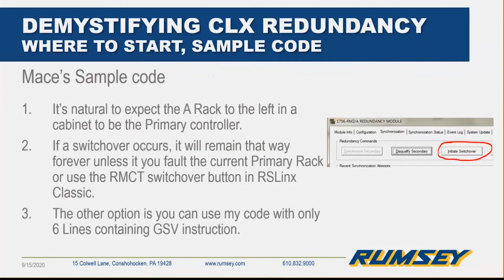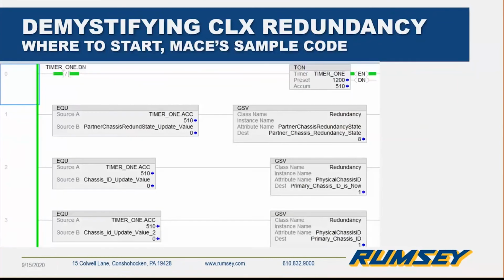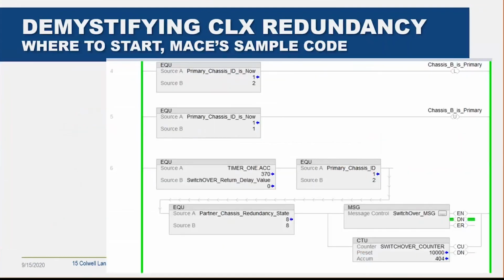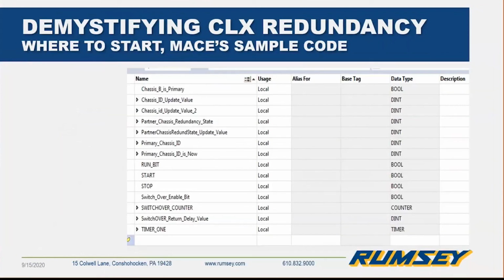The other option is you can use my code. You're certainly welcome to this. Let's have a conversation before I give it to you. In short, it uses the GSV to look at the status and see what rack is the primary or A chassis, in this case, which is number 1 and which is number 2. So I have a quick little code to flip it back. It's monitoring the health of it, and after, I usually do 10 seconds, it depends, if it's healthy, it will make the primary rack become the one on the left again. This is just the tags that are in there.